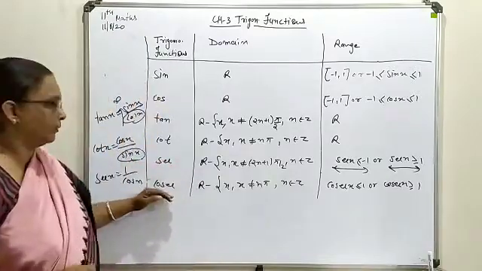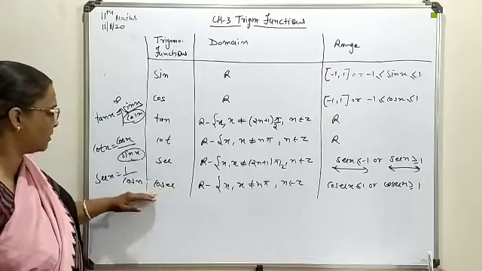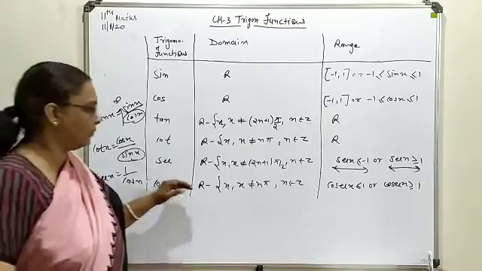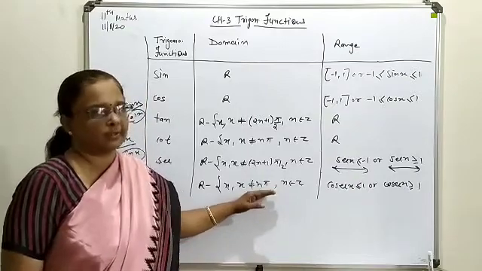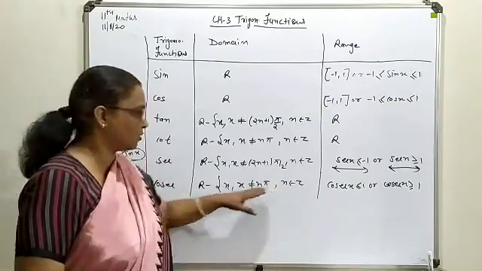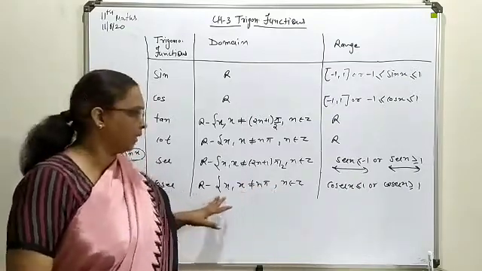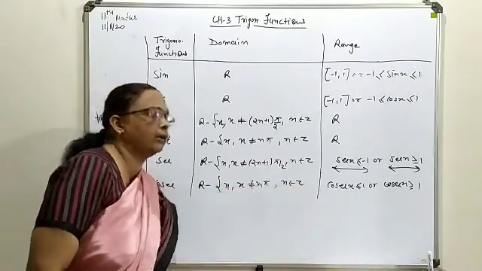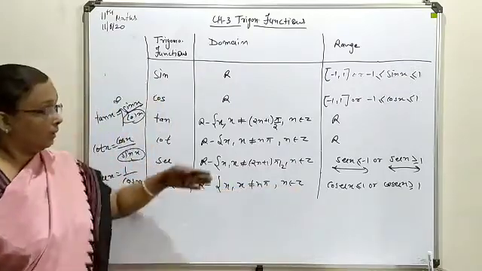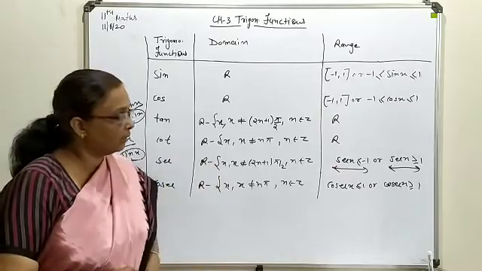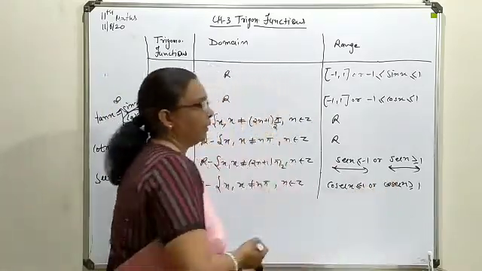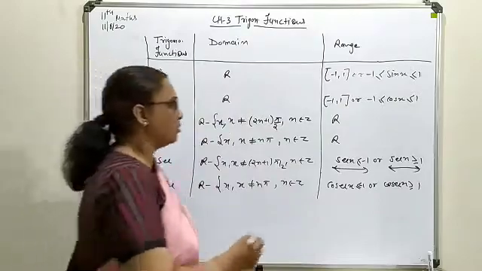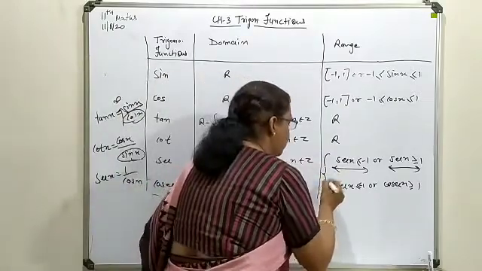Now this cosec is again the reciprocal of your sine. So you have to cut all the x values which tend to 0. So the zero solution of sine is n pi. So this is to be cut over here from the R. And again regarding the cosec, the range will be less than or equal to -1 and greater than or equal to +1. So these two are carrying the same range.